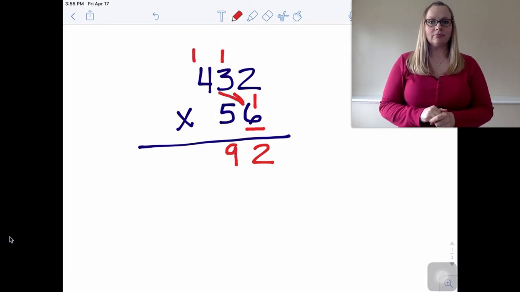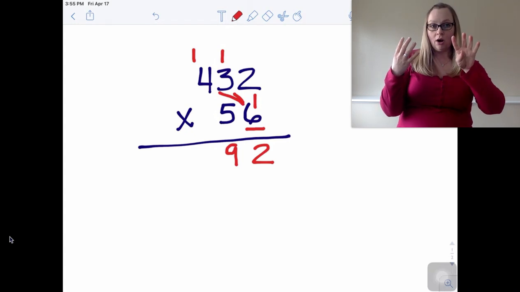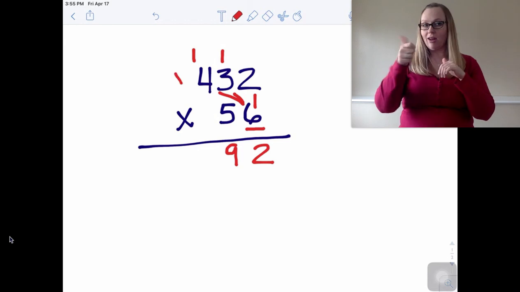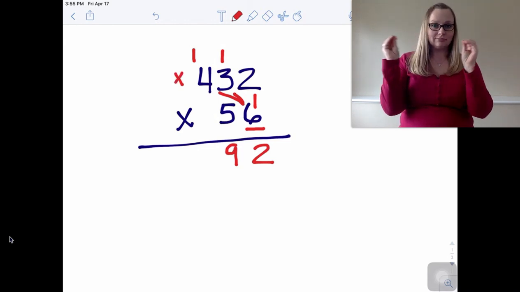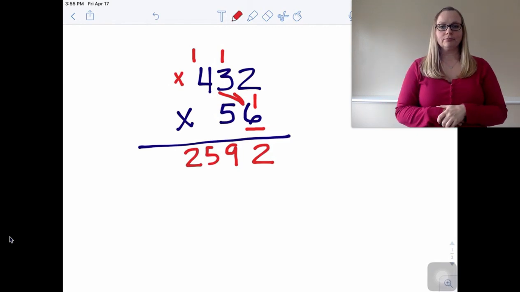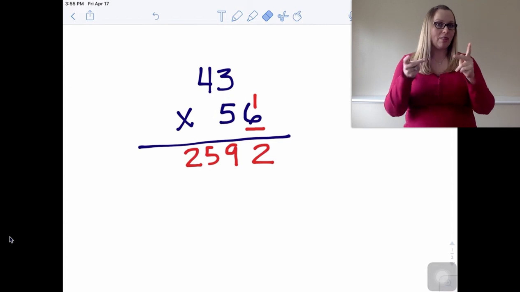Finally, we have 6 times 4. 6 times 4 is 24. We're going to add our carry. That makes 25. We don't have another number over here to add to, so we're going to put our 25 down in our answer line. We are now done with the one space.